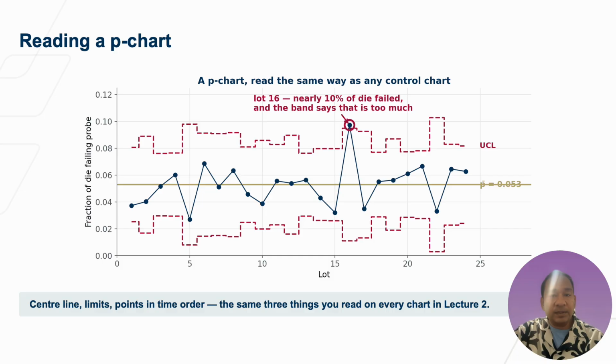A detail about P bar, you compute it by pooling. The total die failed divided by total die tested across every lot. Averaging the individual lot fractions gives a different and wrong answer because it lets a 200 die lot count as heavily as an 800 die lot. Different data, different arithmetic for the limit, same reading habit.